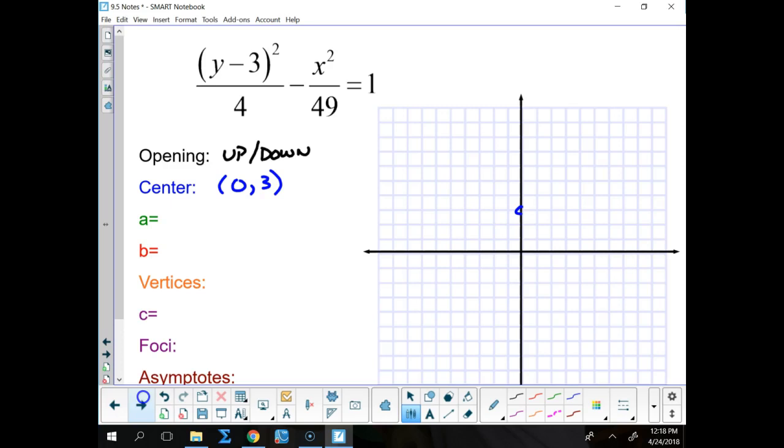What is my A value? 7. So that means I'm going to go left and right 7 and put a wall.